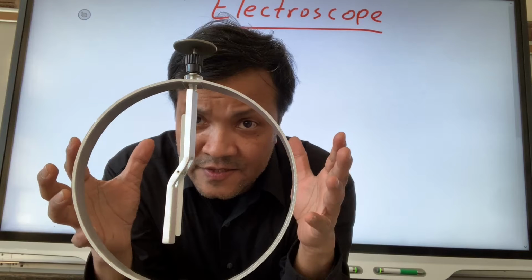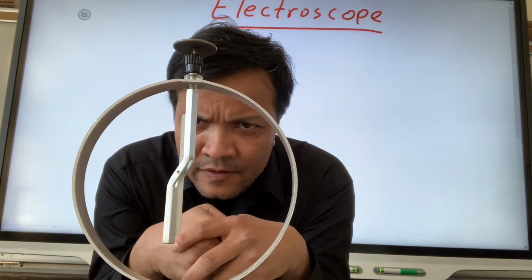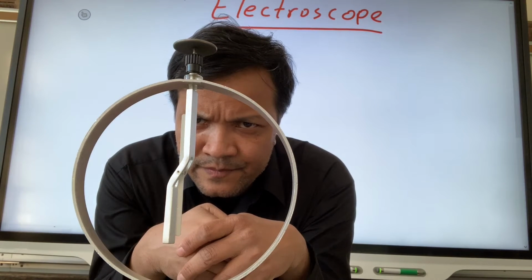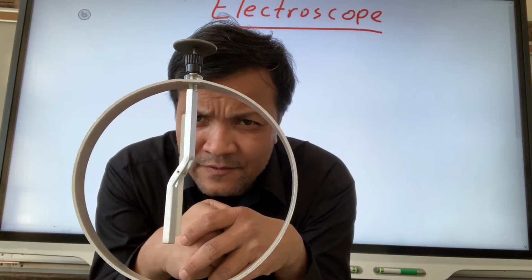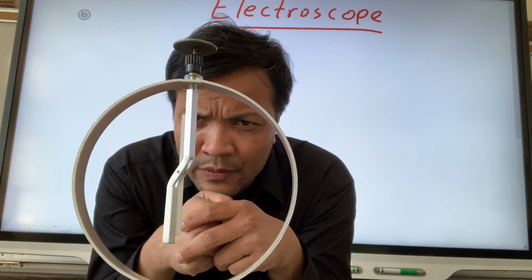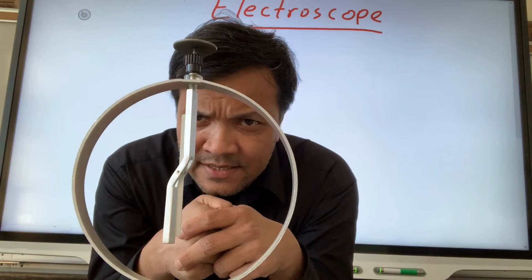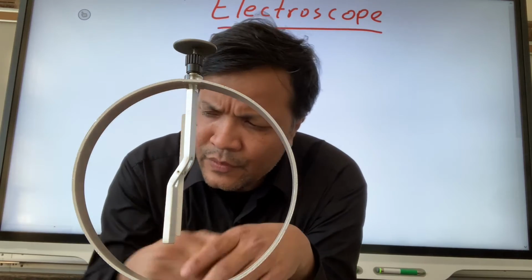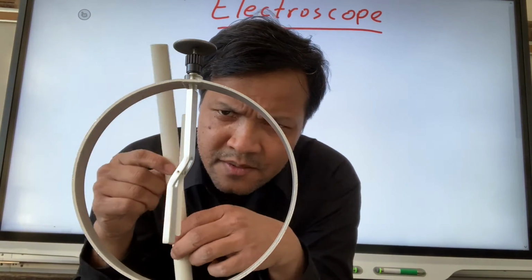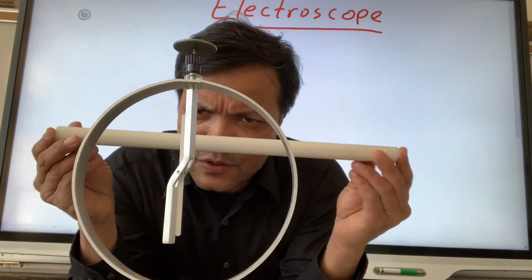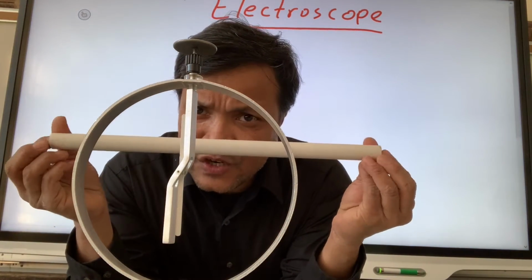Static electricity is an imbalance of electric charge on the surface of an insulator. Then I do need an insulator. Well, I have a PVC pipe. This is an insulator. What makes it an insulator? This is not a conductor.